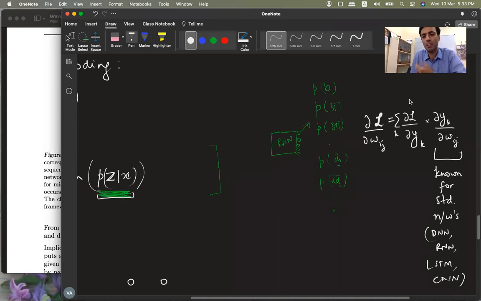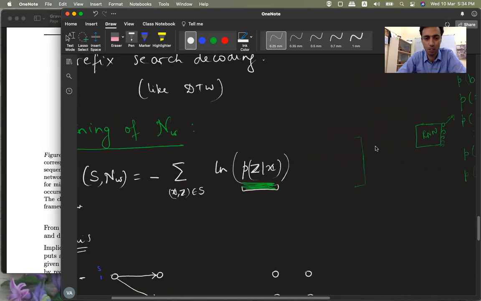Now, this term is something which is different for different loss functions. In our case, the loss function is the negative log likelihood, right? So this term is certainly unknown. This is our main focus. So this is a question mark. How do we compute this term, the derivative of the loss function with respect to the output yk? In our case, it will be ykt, because it's a sequence model.